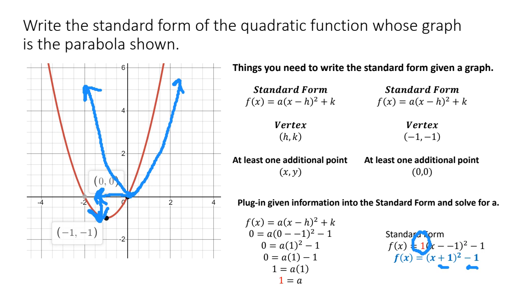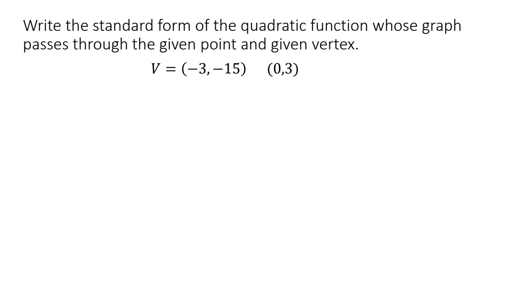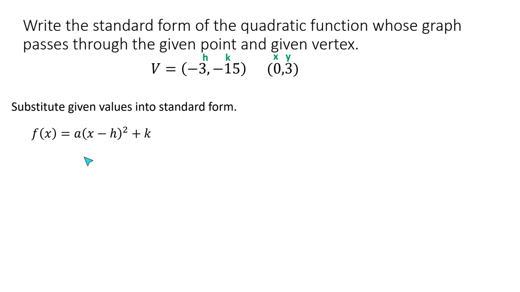Okay, so let's go to another example. Here I don't have a graph, but they give me the two things that I need. Again, it says write the standard form, so we're going to write the standard form. So here's my standard form. And then they give me the vertex. So this is my h, this is my k, and then this is my other point, which I can call x and y. So I'm going to plug in that information.